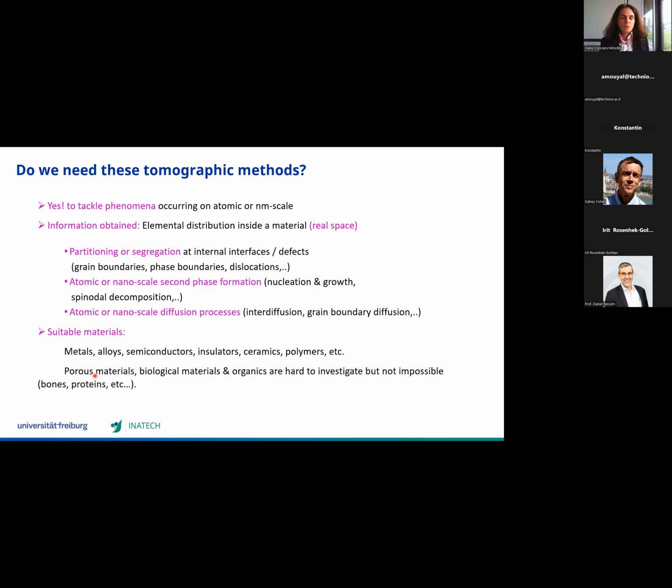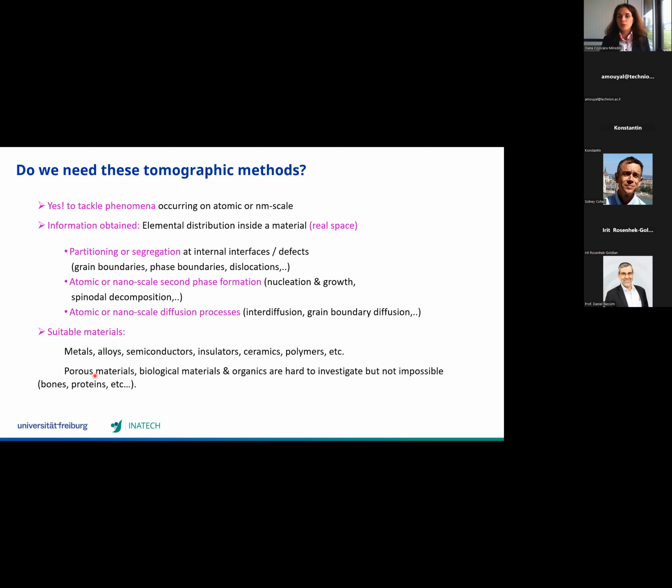So why do we need this tomographic method and why do we need atom probe tomography? In principle, this is very useful to tackle phenomena which occur at the atomic or the nanometer scale. You can obtain valuable information, for example, the elemental distribution inside a material in real space. And because it's in real space, we can deal with many phenomena which occur at the near-nanometer or atomic level. These are partitioning or segregation at the internal interfaces. We even have the possibility, and I'm going to show you today, to characterize defects.